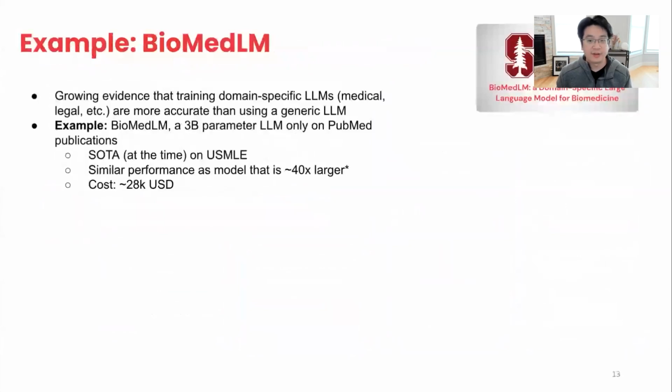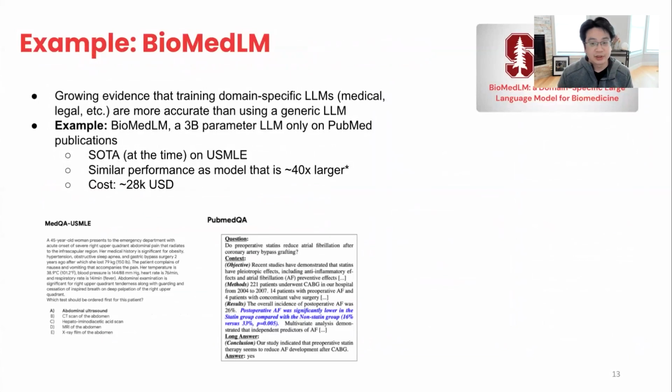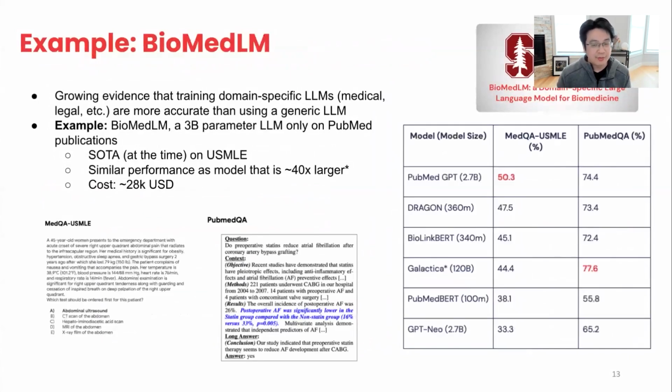So a good example of this is we worked with Stanford last year to train BioMedLM, which is a 3 billion parameter language model trained on biomedical literature. And 3 billion parameters is actually fairly small, but because it was very domain specific, we were able to get very good performance for a very small model. At the time, we were state-of-the-art accuracy on the U.S. medical licensing exam. This was last year, and of course, the field has evolved tremendously from there.